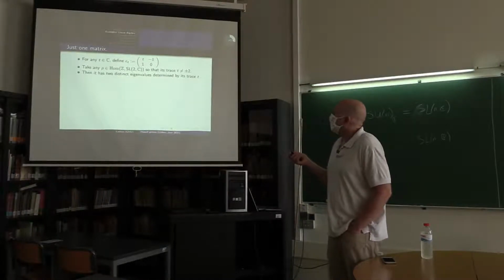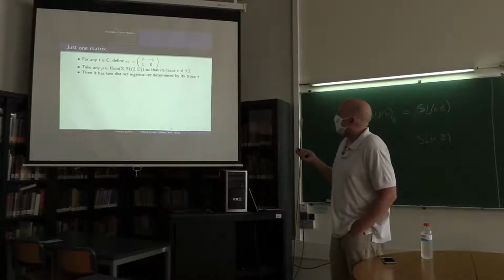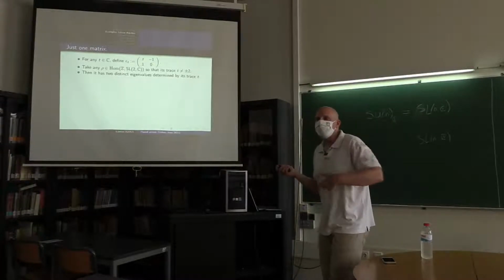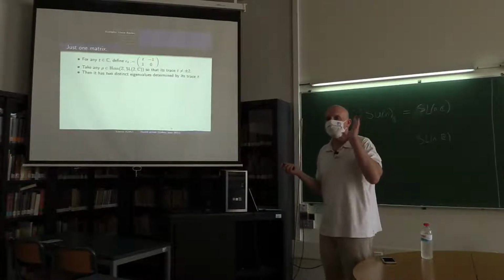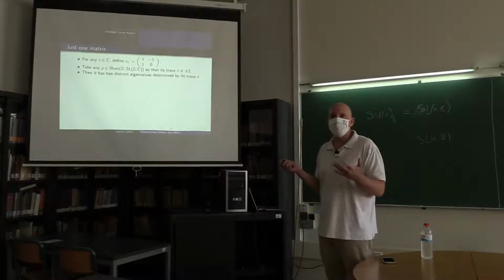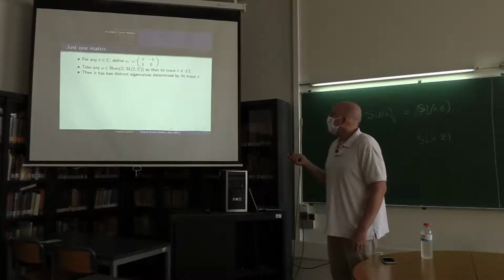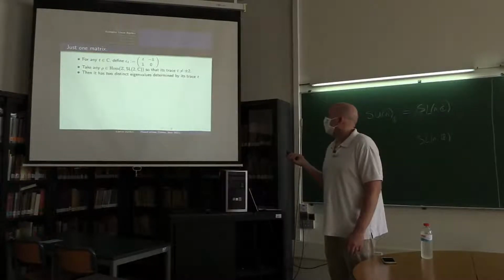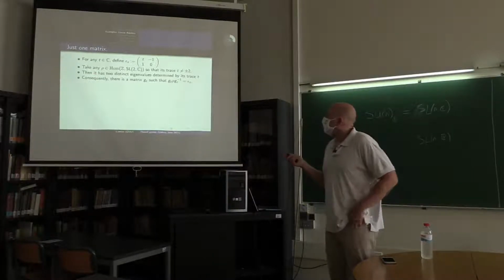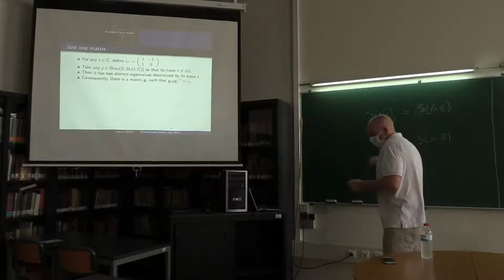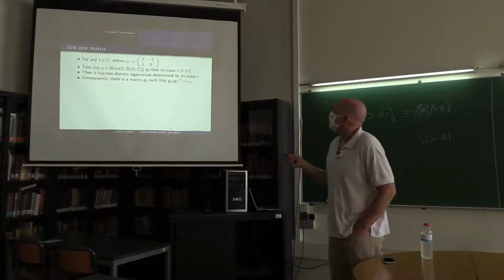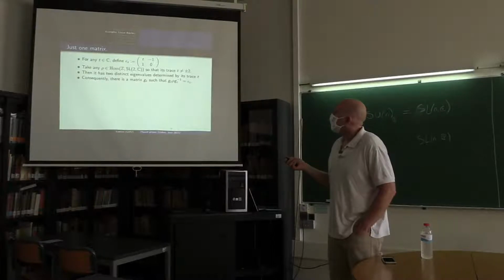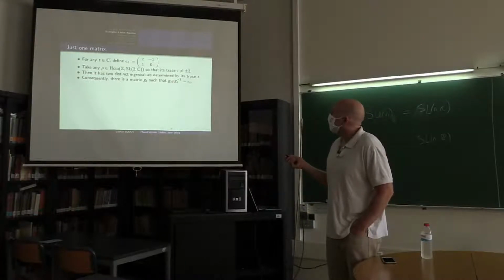All right, so as long as this is not the case, if you write down the characteristic polynomial and solve for t or lambda or whatever variable you want to use, you get 2 distinct eigenvalues, and it's determined by the trace. And so, consequently, there is a matrix that conjugates rho to this one.